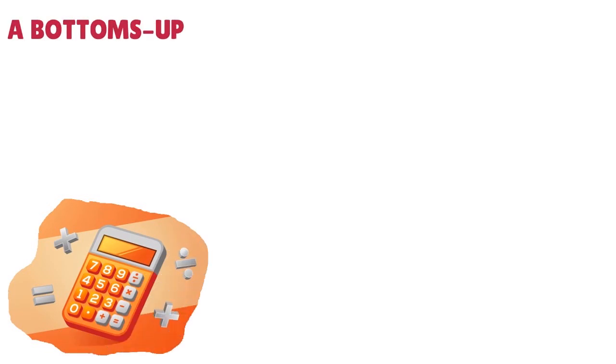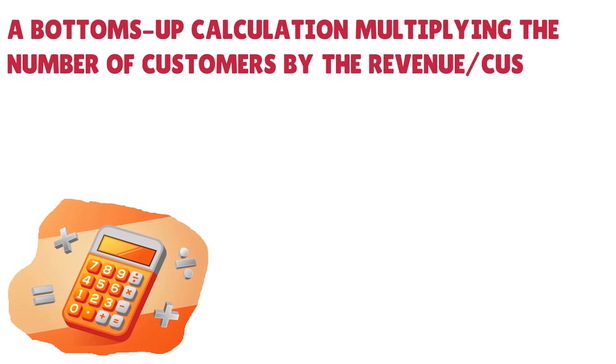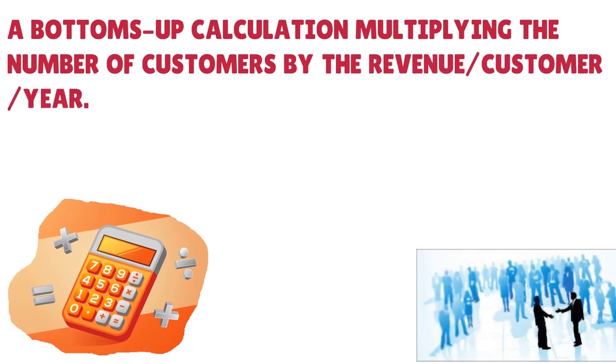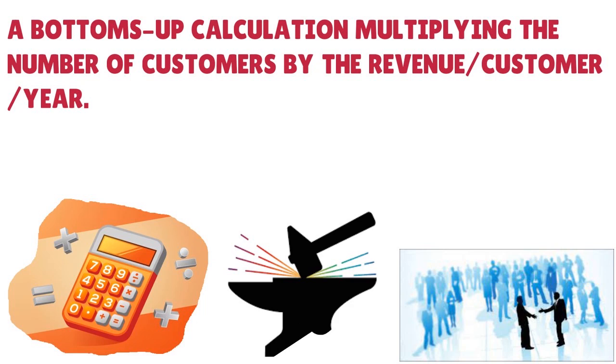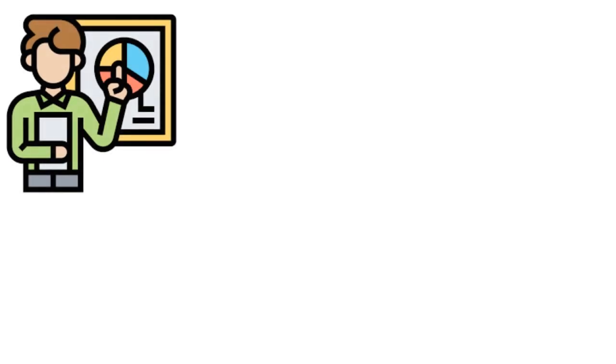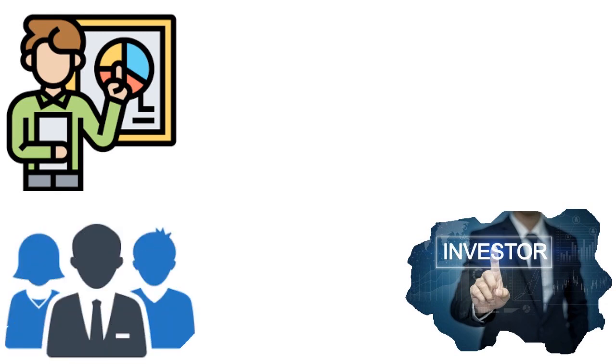A bottoms-up calculation: multiplying the number of customers by the revenue per customer per year. Investors don't know how many potential users you might get, so you want to educate them about it. But please don't fudge numbers. You want to do the research and explain clearly the value you intend to create. If you teach investors that in your pitch, they will think you are an expert, and investors want to fund experts.